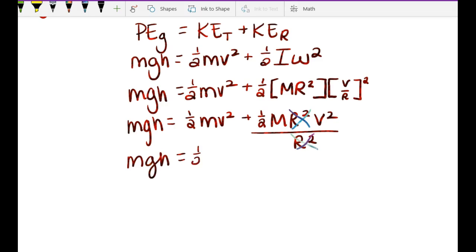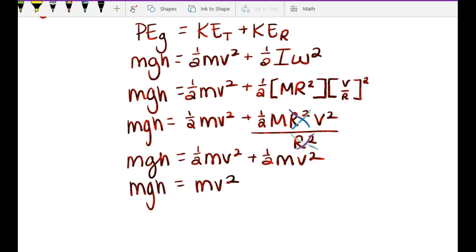Now for a hoop, this is always true when you have a relationship like this. If it starts from rest at a height and rolls down a ramp, this formula is always going to be the one that you use. So mgh is equal to 1/2 mv squared plus 1/2 mv squared, which is just 1 mv squared. You have an m on both sides of the equation, so you can chop it off. So you end up with a formula that's gh equal to v squared, which can be rearranged to solve for velocity as the square root of gh.